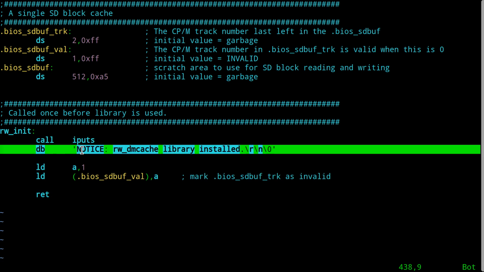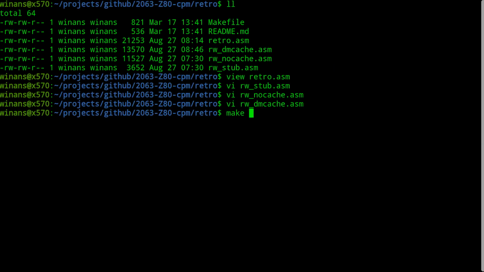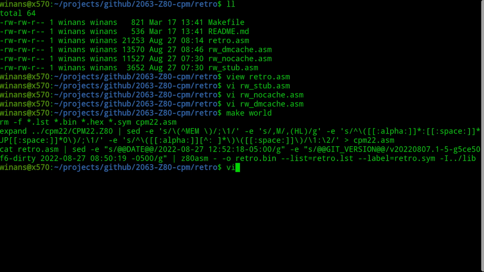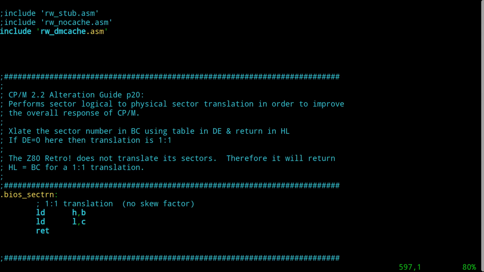And this time I also have a notice in here that says, oh, by the way, you're running the DM cache version. So when I boot it, I know I'm running the right one. Okay? So let's run this and see what happens. First of all, does it build? Yes. Second of all, I've been doing all this yammering on. I don't remember if I have the right one enabled in the comments here. Yes, I do. I'm looking at the dmcache.asm file.